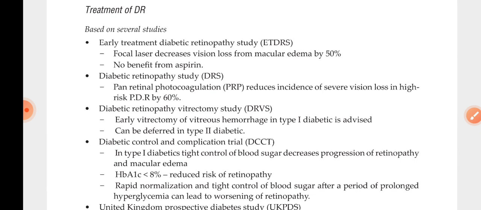Next is the Diabetic Retinopathy Study, DRS. We will do pan-retinal photocoagulation, which reduces severe vision loss in high-risk PDR.